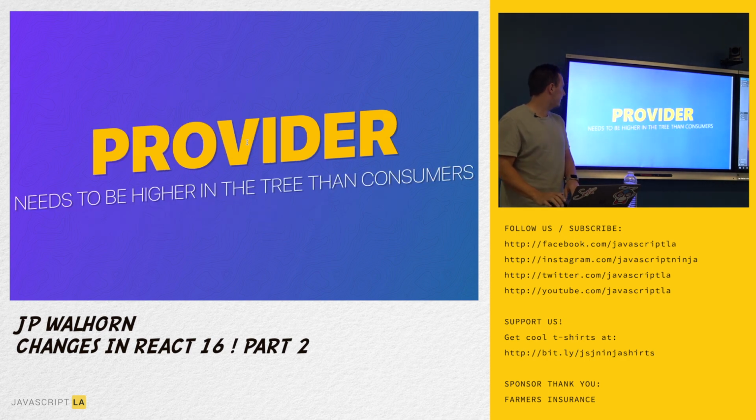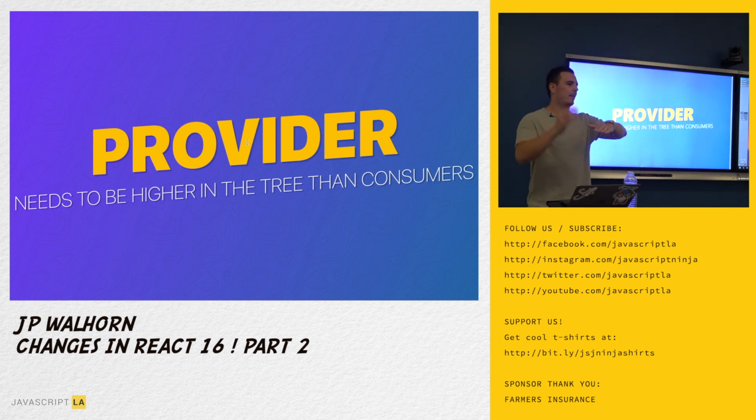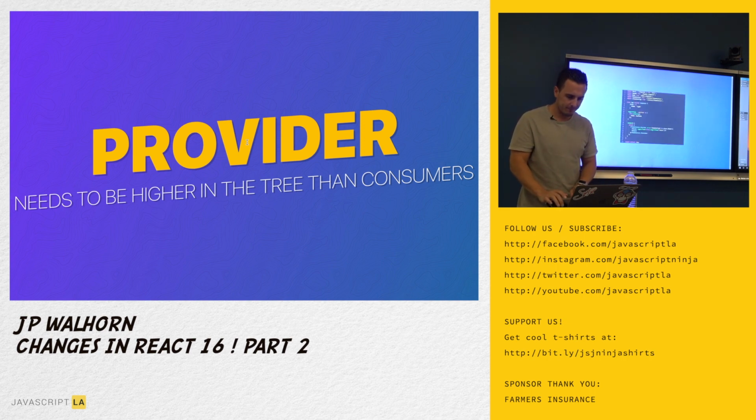So the provider is the next step, and the only rule is that it needs to be higher in the tree than the consumers. You can't have the provider at the very bottom and then access stuff at the very top. That still doesn't work. It's still like a waterfall where you have to define the provider up top, and then everything below the provider in the tree can access it and be a consumer.